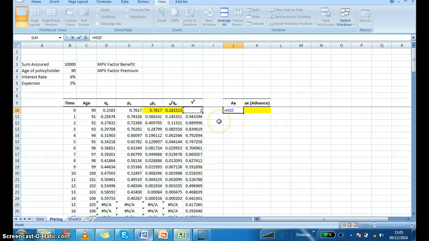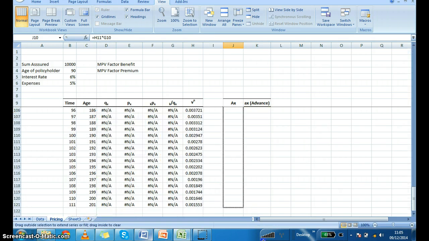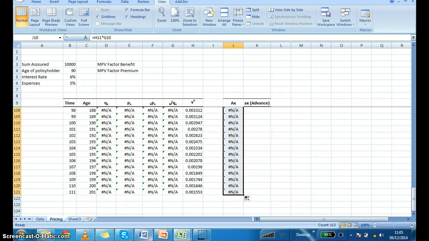Well, hardly will this person die immediately, so you can just work from time 1, if this person dies 1 year later, multiplied by the probability that this person dies throughout the year, right? So this is the probability that this person dies. If you put 0 here, it's the probability that this person dies in 1 year's time. And then you can just drop that down. We'll work out the NAs. We'll try to eliminate them.